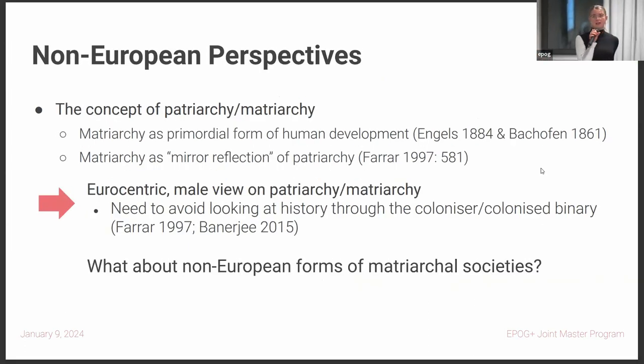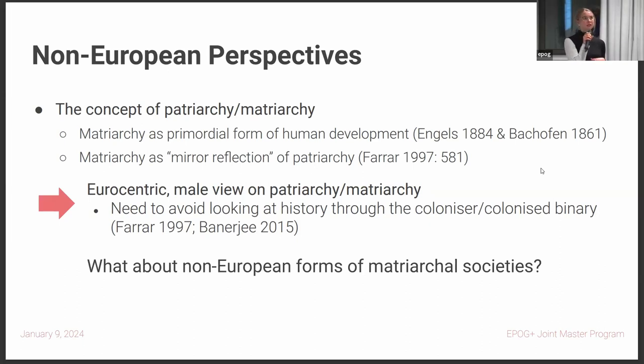Yes, and then finally, we were also interested in hearing more about non-European perspectives on the issue of patriarchy or matriarchy. We got a subsection in the reading that developed a little bit more on non-European origins of patriarchy, but yeah, we were interested in some elaborations on that.